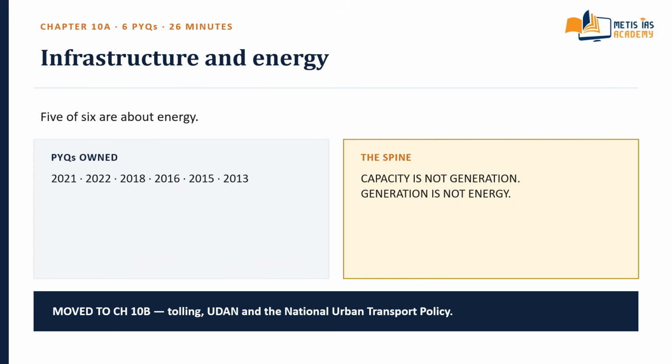So, what are the most probable questions for the chapter 2026? The first one is: National Monetization Pipeline 2.0 has been described as a means of financing infrastructure without adding to public debt. Examine this claim. What safeguards are necessary to ensure that asset monetization does not compromise public interest?